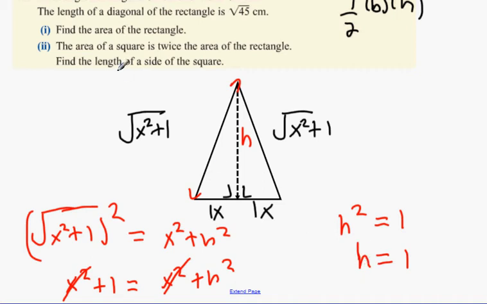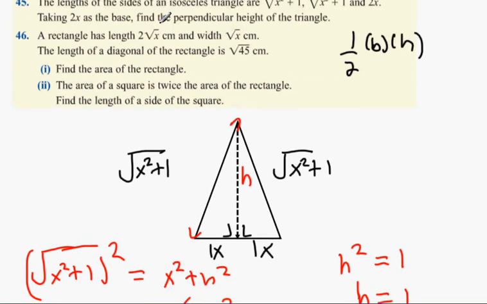Next thing, it says find the perpendicular height of the triangle. That's all we're asked to do. Find the perpendicular height. And we know that h equals 1. That's everything sorted.